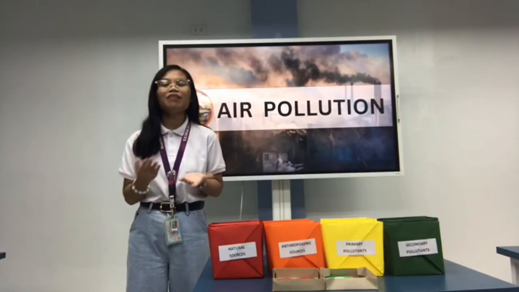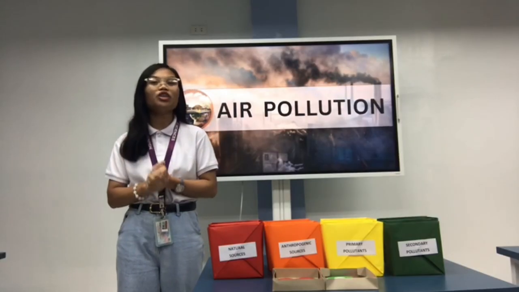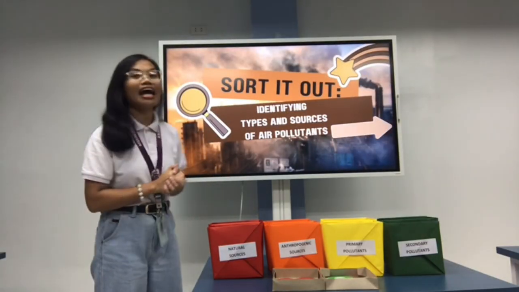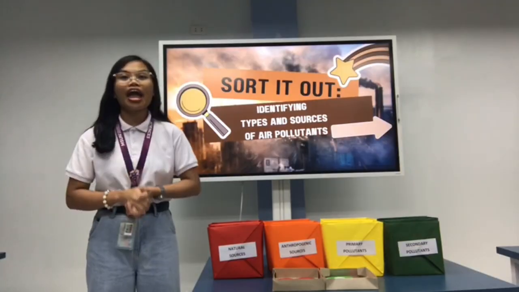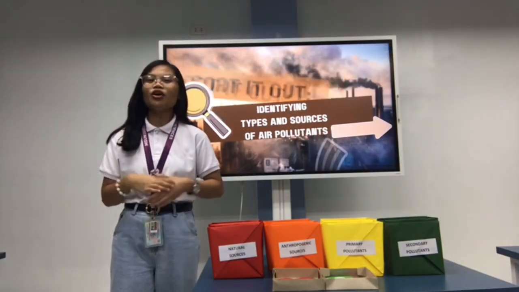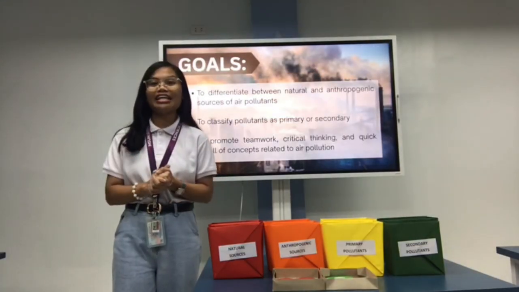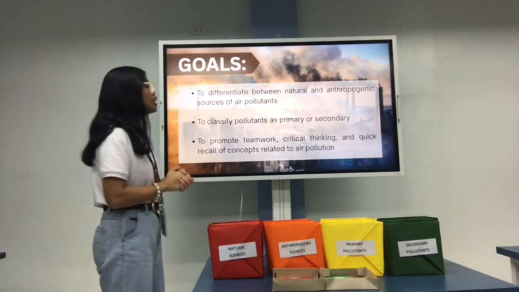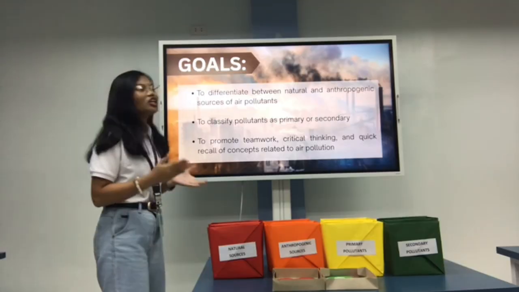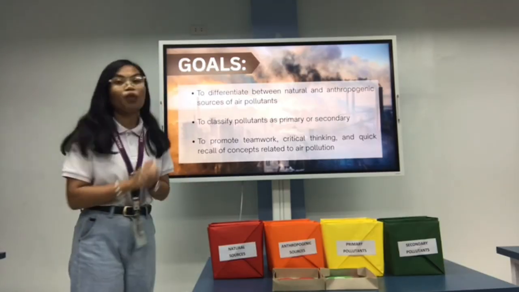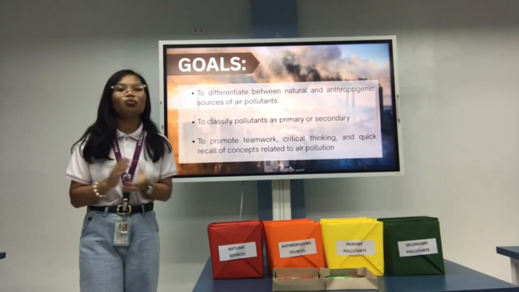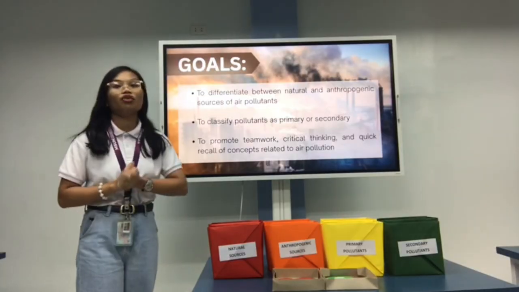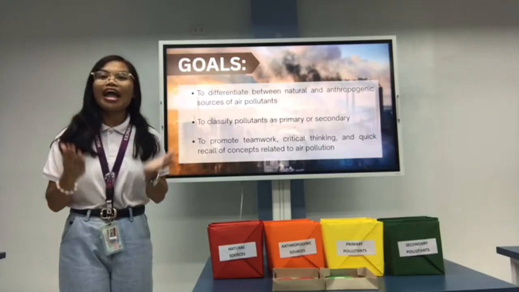So we have a game for that, and that game is what we call Sort It Out, identifying types and sources of air pollutants. Of course, we have a goal to attain in this game. First, to differentiate between natural and anthropogenic sources of air pollutants. The second one is to classify pollutants as primary or secondary. And the last one is to promote teamwork, critical thinking, and quick recall of concepts related to air pollution.